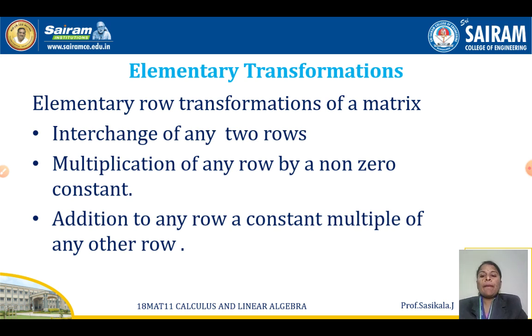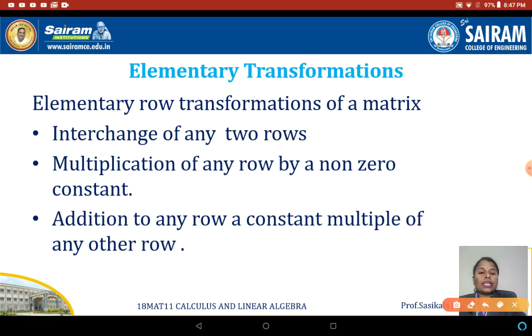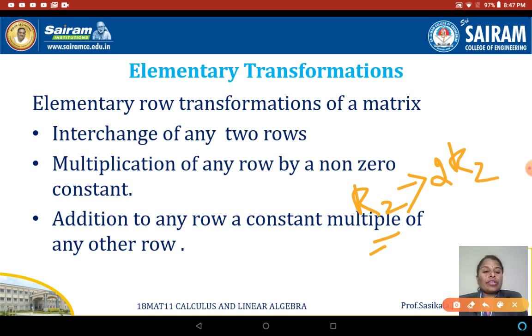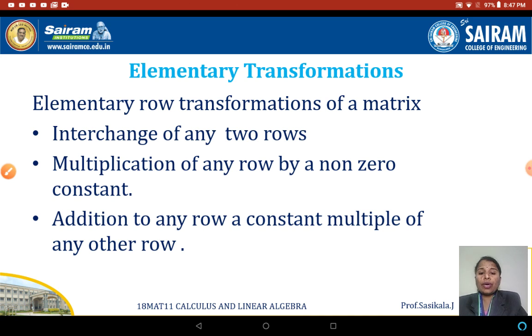The next one, multiplication of any row by a non-zero constant. If you want to do simplifications, for example, take row R2 and change it, which implies this is the new R2. How are we going to change it? I can use any non-zero constant, negative or positive, but it should not be 0. So 2 into R2 means the entire R2 is going to be multiplied by 2. That is what is mentioned as multiplication of any row by a non-zero constant.